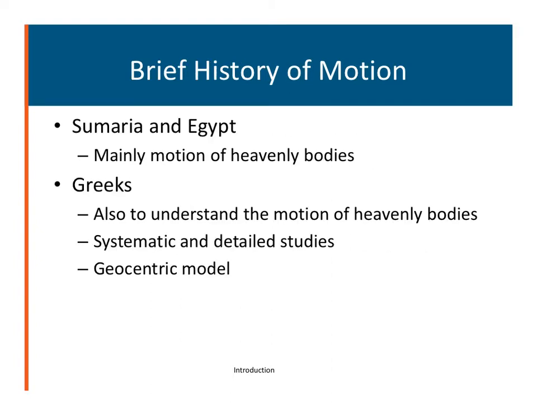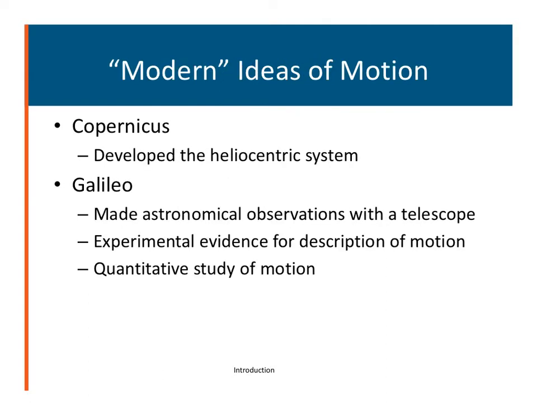So first, let's have a very brief background of how ancient civilizations studied motion, and it started back with the Sumerians and Egyptians, and they mainly looked at the motion of heavenly bodies, talking about the stars and the moon and other planets. And then the Greeks came along and they also looked at heavenly bodies, but they took a more systematic approach and were more detailed in their studies. And they had a geocentric model, meaning the Earth was the center of everything. Then Copernicus came along, and he developed the heliocentric system that we use today. And what that means is just the sun is the center of our solar system.